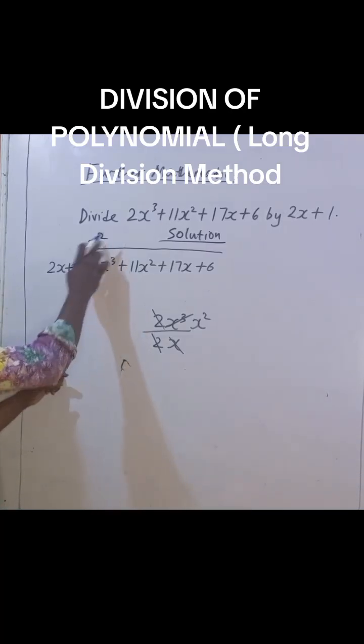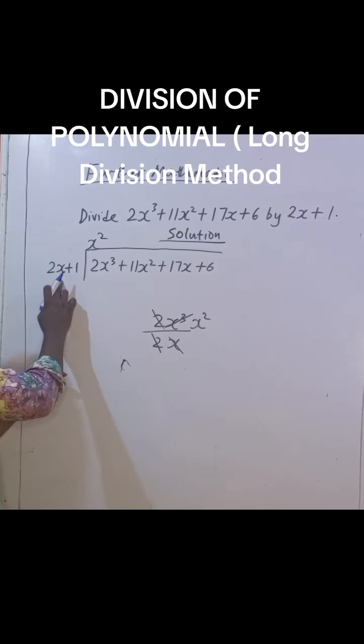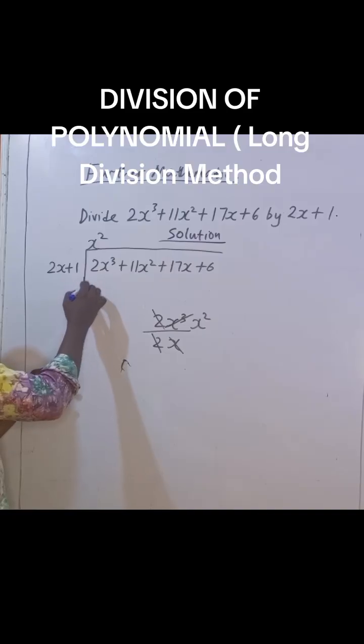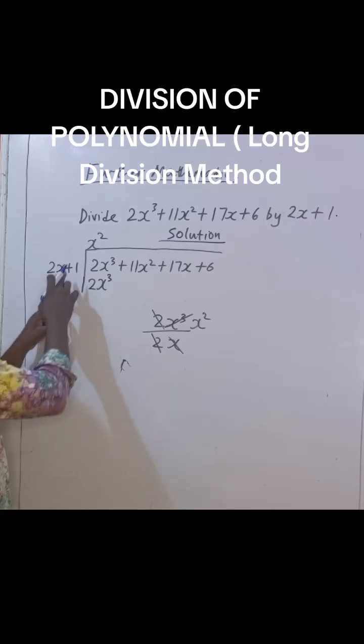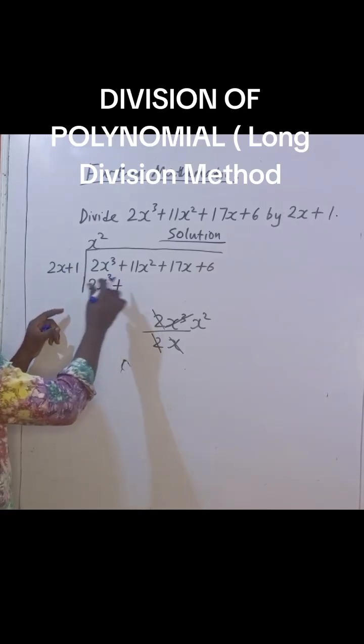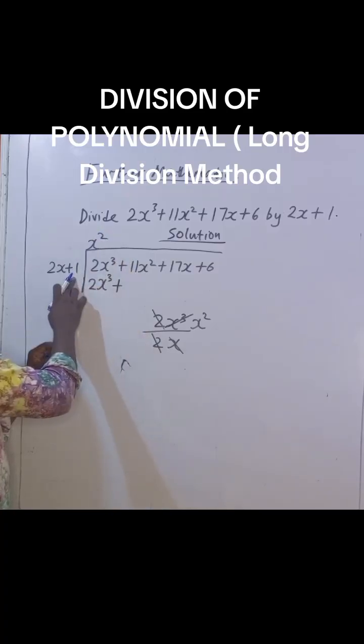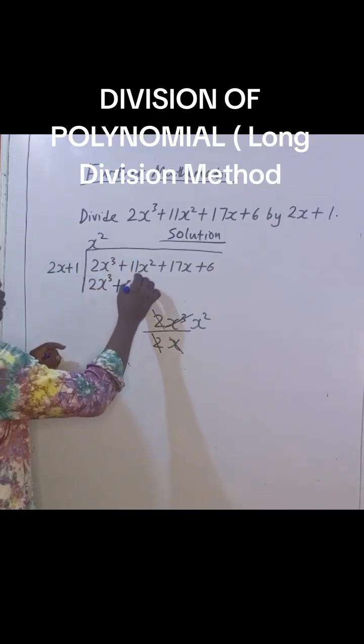This same x squared, use it to multiply everything that is here. So x squared multiplied by 2x will still give you 2x cubed. Can you see? This plus is this. x squared multiplied by 1 will give you x squared.